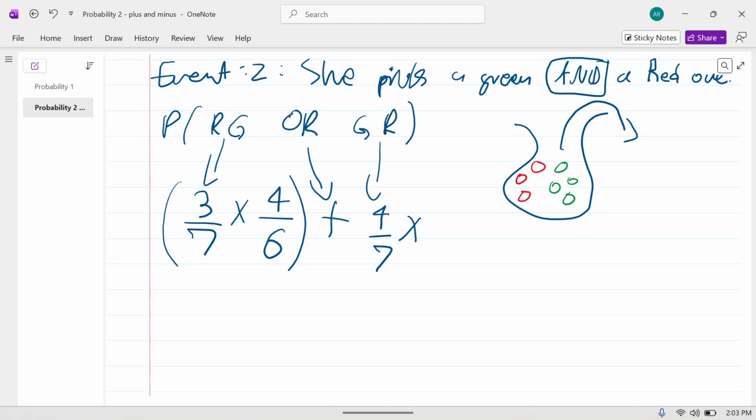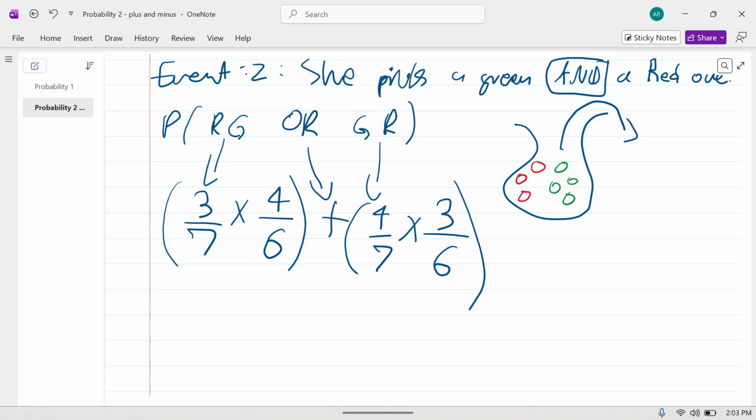Now, without replacing the green ball back into the bag, she's going to pick up a red one. Right? And when she picks up a red one, the probability would be 3 over 6. Why? Because now you're 1 ball short of the previous scenario, right? This is how with and without replacement makes a difference.